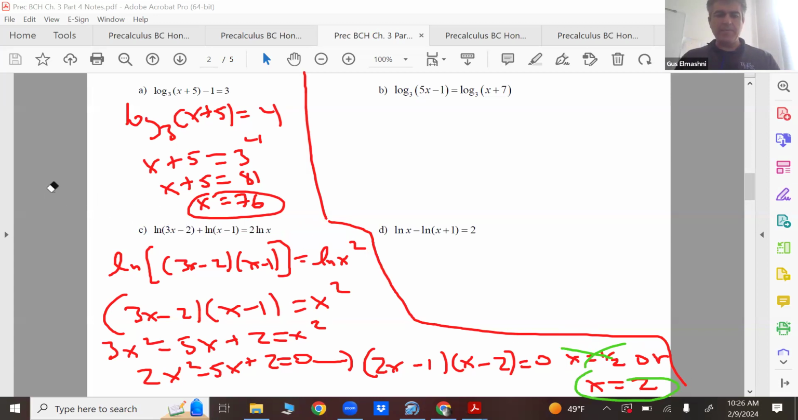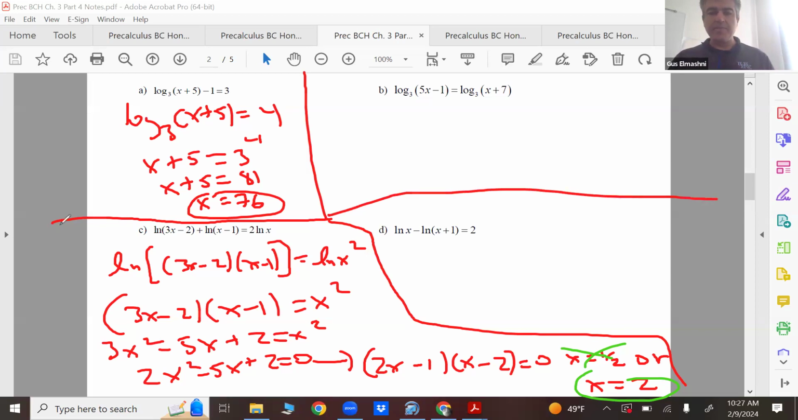If I plug in 1/2 into either one, I'm getting a log of a negative for the second log on the left side of that equation. That's not gonna be good. So you gotta look for extraneous solutions. Cool. All right, go and try part B and D. I'll pause. We'll check in just a sec.